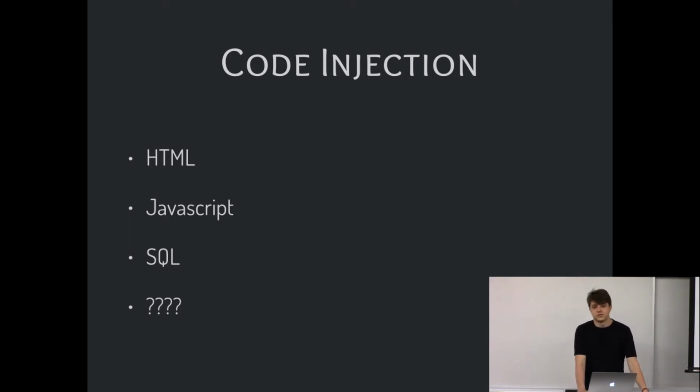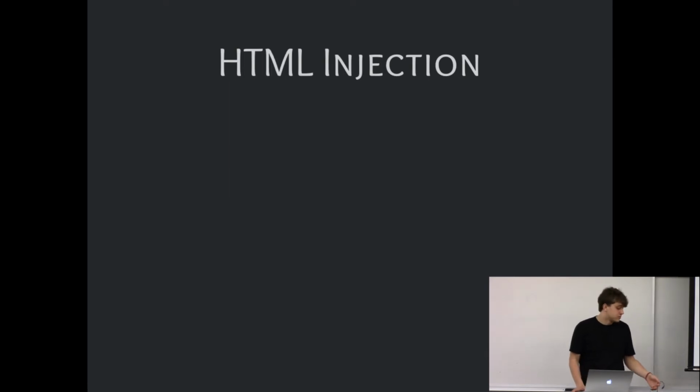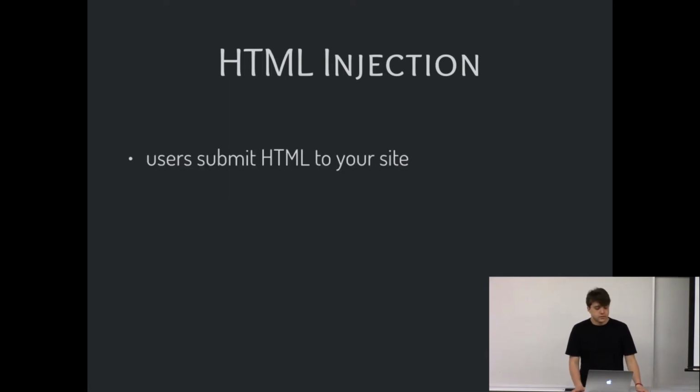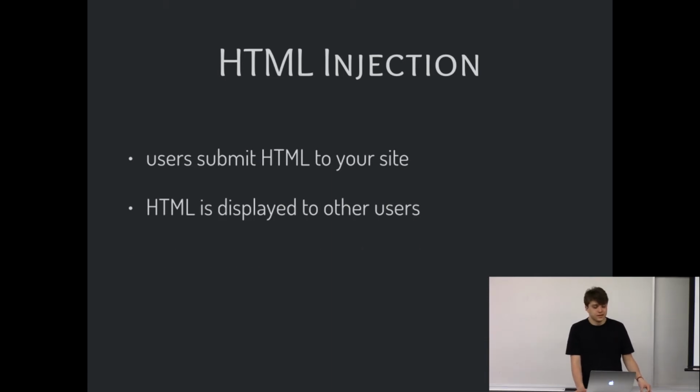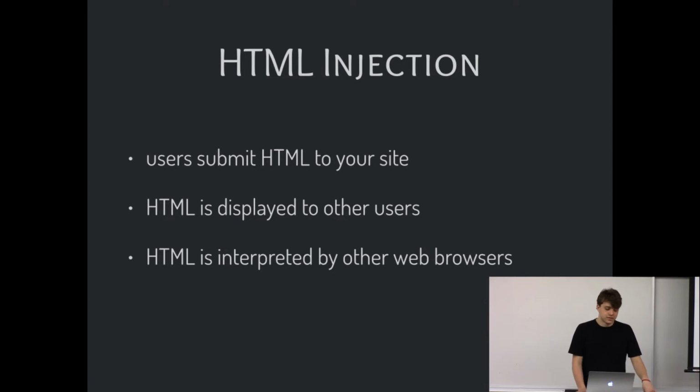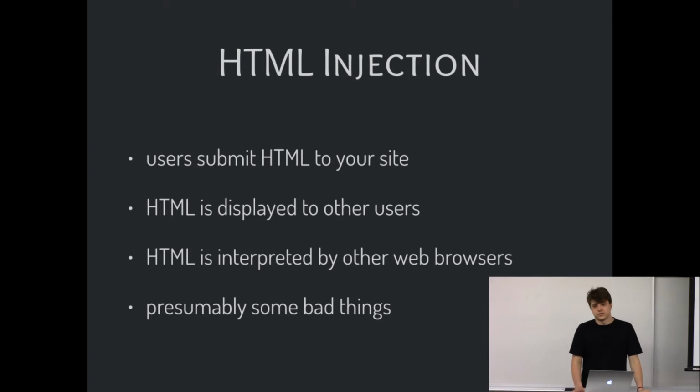A lot of applications run different types of code, or maybe even scripting languages inside the application. At Amazon, we would actually run Lua and JavaScript in the back end. So potentially those languages could be injected as well. So HTML injection is pretty simple. It's also pretty benign. Users submit HTML to your site instead of what they're supposed to submit. And then that HTML is displayed to other users. And then because of that, that HTML is interpreted by the other users' web browsers. And that sucks.